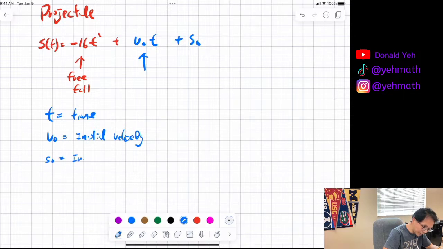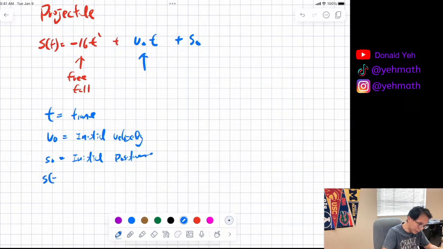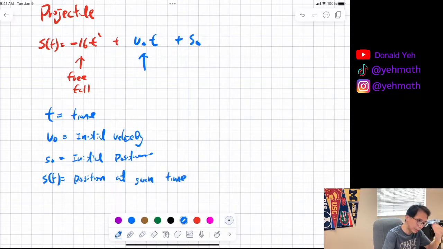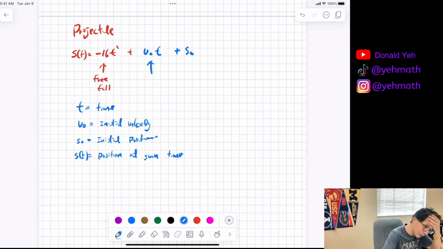S0 is called initial position. Now, what is S of t? S of t is the position at a given time. In physics, you might get some other equation. In physics, you might get S of t equals negative 4.9 t squared, or half g, plus v0 t plus s0. It's a similar thing that you get in physics, or x0 they call it.